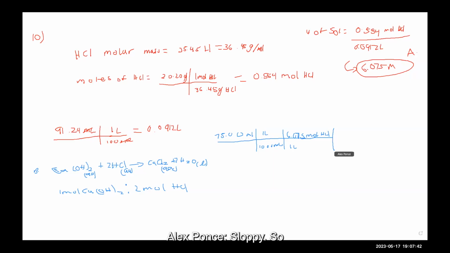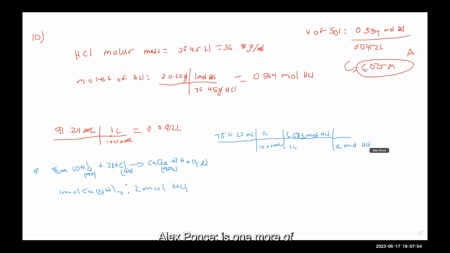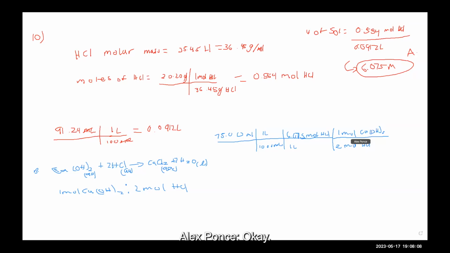Sloppy. 1 and then 2 mole of HCl, which is a ratio, we'll cancel it, is 1 mole of Ca(OH)2, like the ratio. Okay. That's 2 right there.